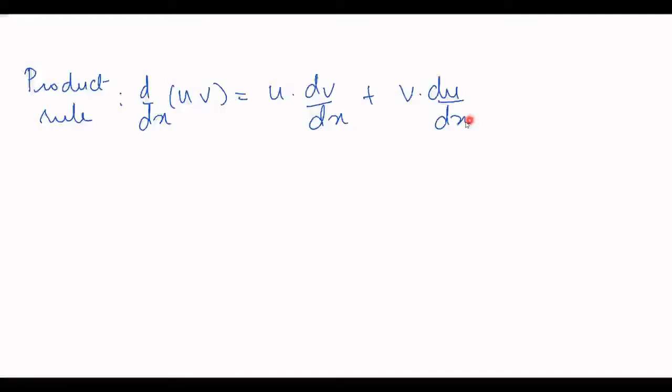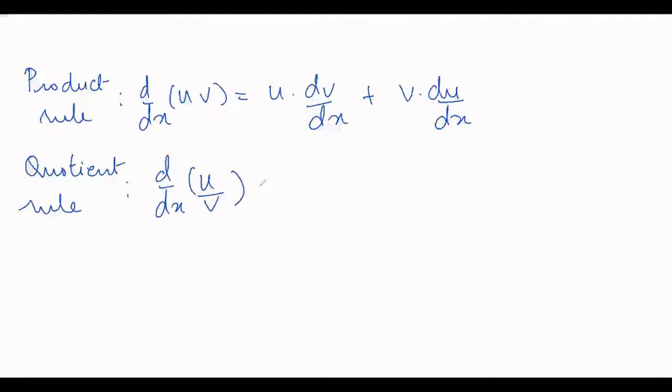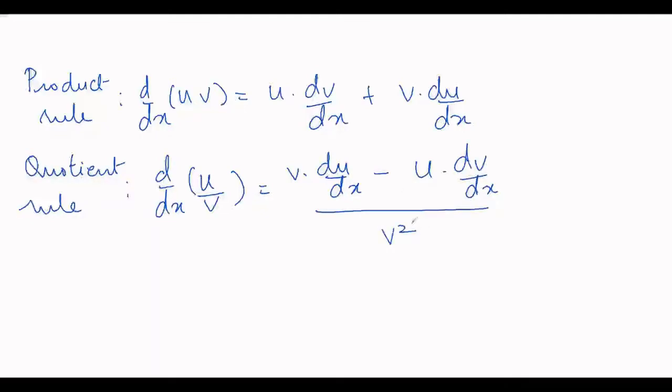Next, we'll note the quotient rule, which is of the form d/dx of u/v, which is v into du/dx minus u into dv/dx, divided by v squared. So another way you can remember this is denominator into differential of the numerator minus numerator into differential of the denominator, divided by denominator whole squared.